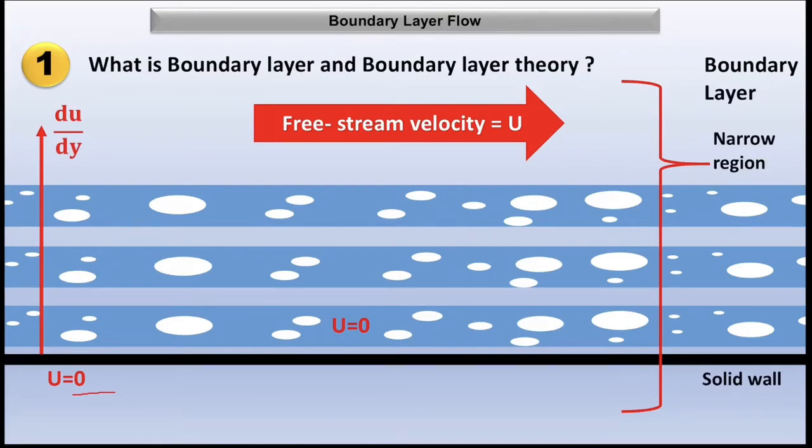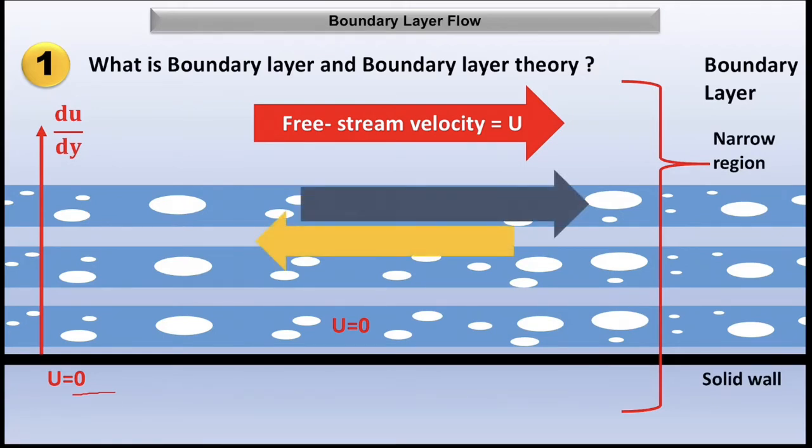So in this region, as we have already seen, the velocity gradient du by dy exists, and hence the fluid exerts shear stress. Here you can see the two arrows indicate that the two layers are sliding on each other, and thus they exert a shear stress on each other in the direction of the flow. And this shear stress is given by Newton's law of viscosity, that is nothing but mu into du by dy.